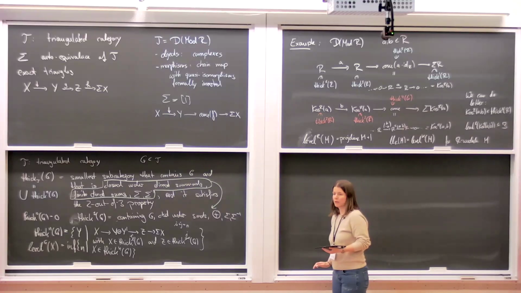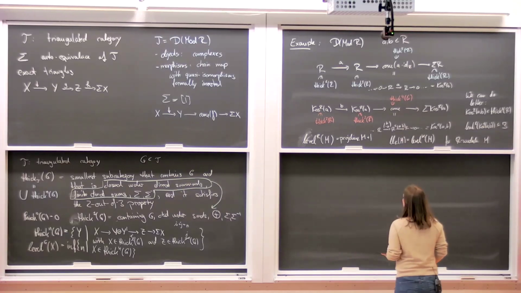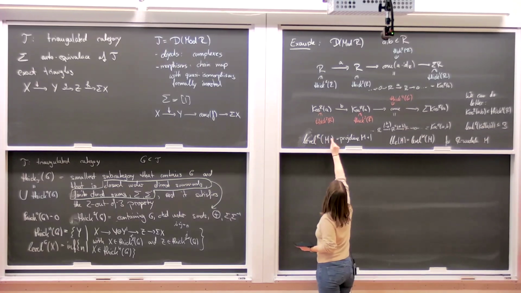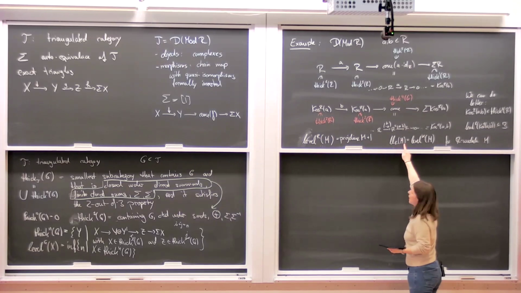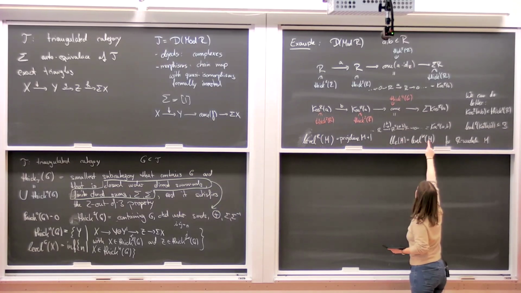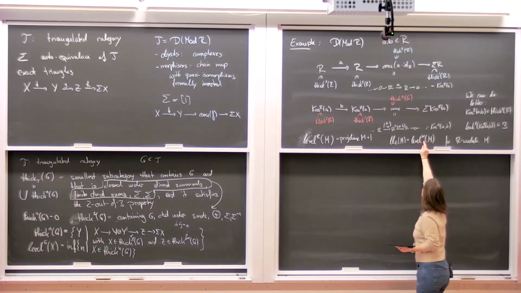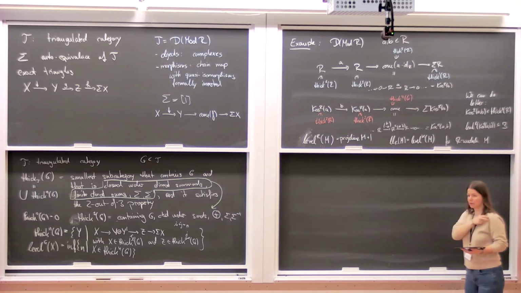Sorry, what does it say? The level of M with respect to R is equal to the projective dimension plus 1. Right. And the Loewy length of M is equal to the level of M with respect to the residue field for every R-module M.